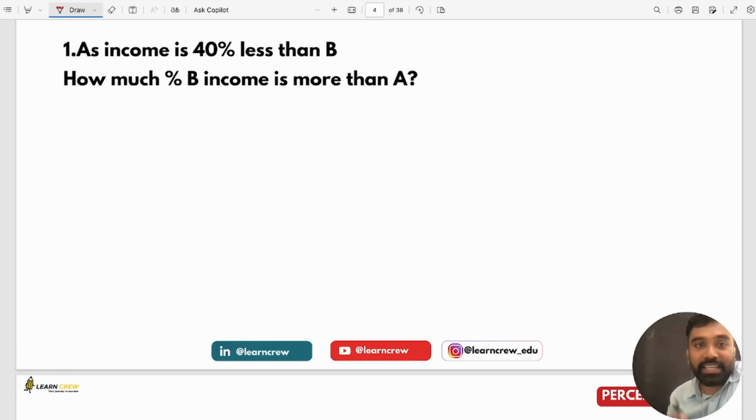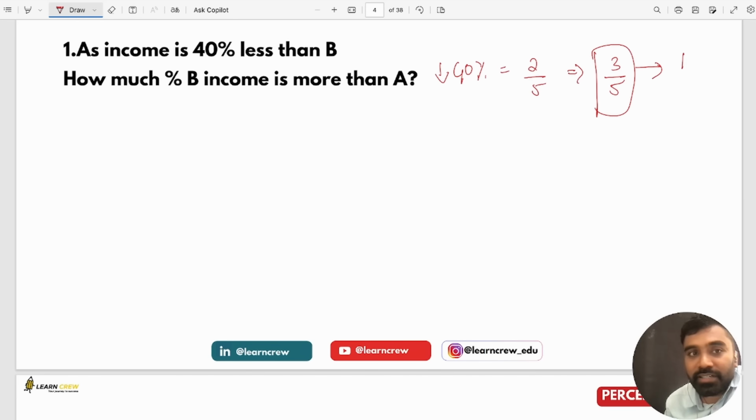Next one. A's income is 40% less than B. First step, what you need to do? 40% less, they are telling. 40% can be written as 2 by 5, and less means 5 minus 2, that is 3 by 5, where 3 is A and 5 is B. So A's income is 3, B's income is 5. They're asking by what percentage is B's income more than A.